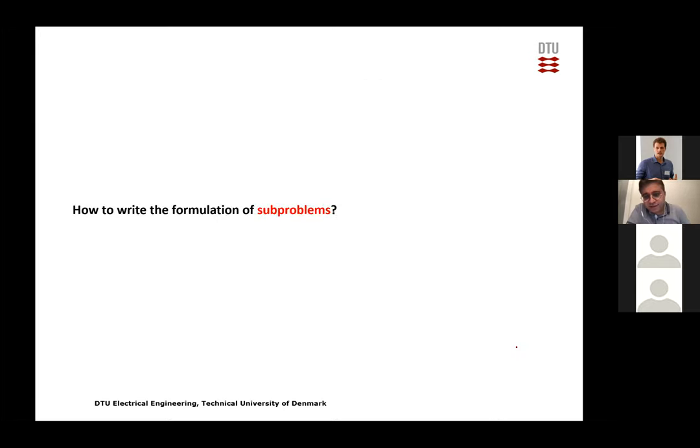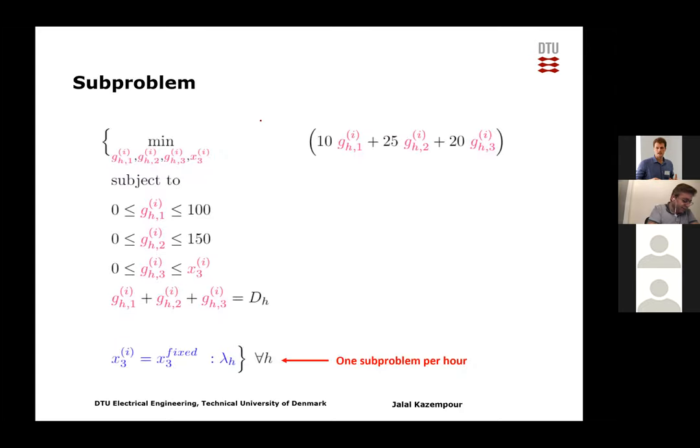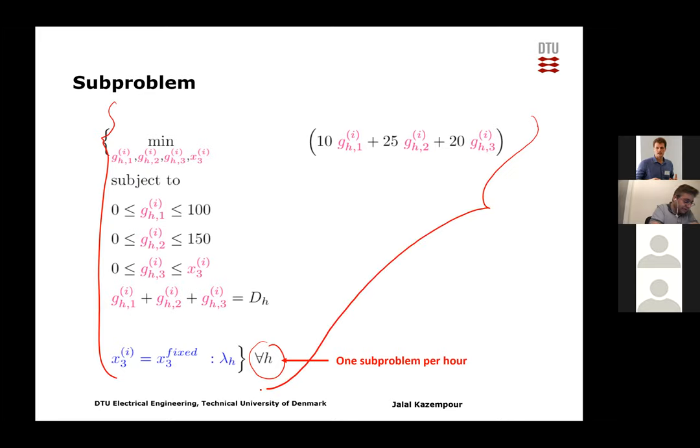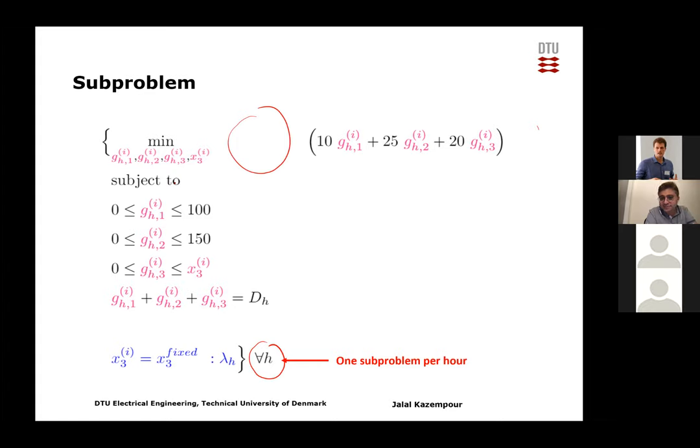But I have to write the formulation of the subproblem. Let's see. In the subproblem, first of all, we have one problem per hour. So what about the objective function? We don't have the expansion cost anymore because it's fixed, so we can remove it. We don't have the sum operator over h anymore because we decomposed the subproblem per hour. So we have just the total operational cost of the system, which is the total production cost of three generators in the corresponding hour. And superscript i means we are at iteration i.